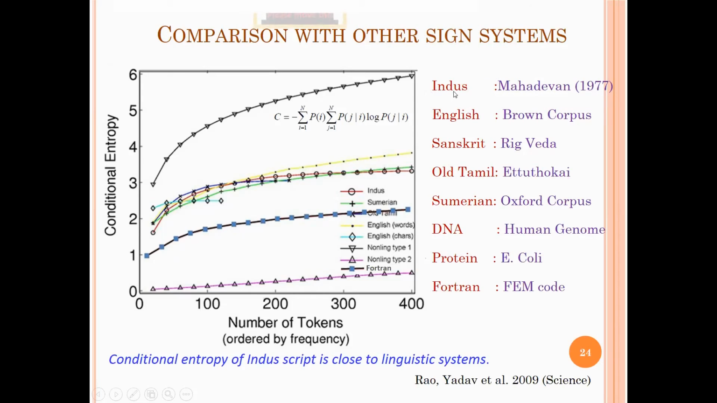Now, these are the various databases which were used for Indus. We had the Mahadevan corpus, we had English, Sanskrit, Old Tamil, all of them fell into this range. Sumerian also was here only. We had DNA, protein, and Fortran also, and so Fortran is over here. DNA and protein seem to be close to the random or very flexible system. Even music seems to follow somewhere here. So the conditional entropy of the Indus script was found to be close to the linguistic systems.